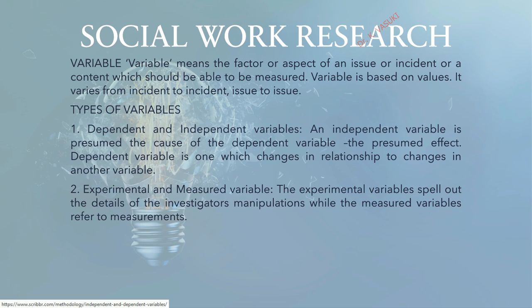In this video, we are going to discuss types of variables. An independent variable, yes, the word itself gives a clear meaning. It doesn't get influenced or manipulated by any other variables. That is called an independent variable. An independent variable is presumed to be the cause of the dependent variable, the presumed effect. A dependent variable is one which changes in relationship to changes in another variable. That is called dependent and independent variables.